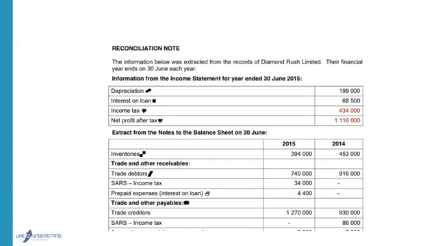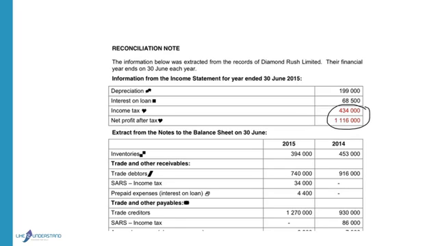To complete this note, we need information about the profit before tax. If we look at the information in the income statement, the profit before tax is not given, but the income tax is given and the profit after tax. So if we add these two figures together, it will give me the profit before tax. We don't actually want this profit.